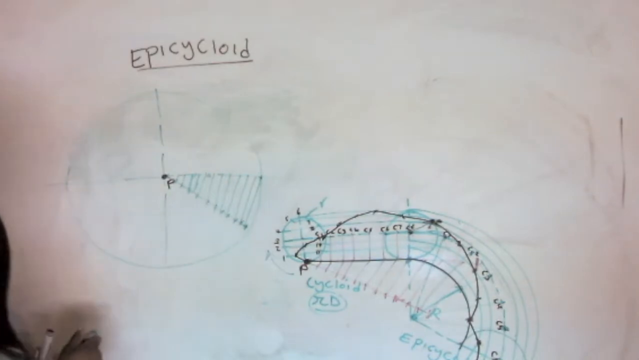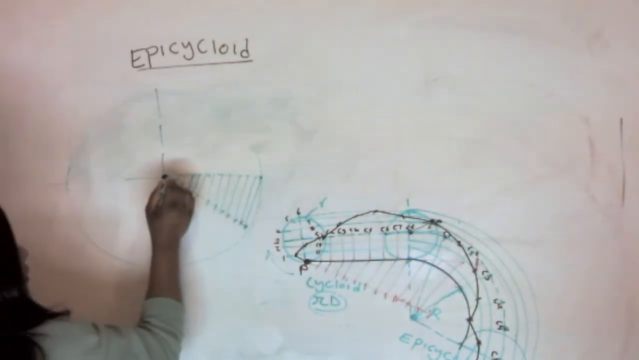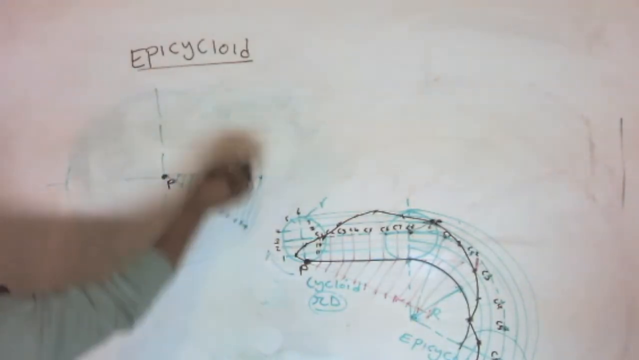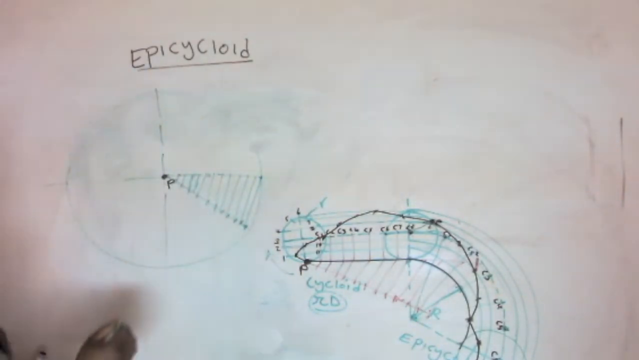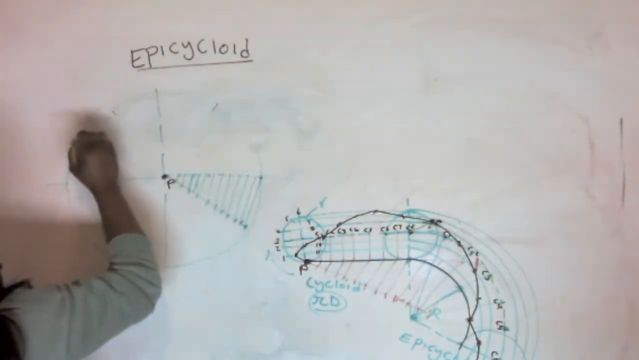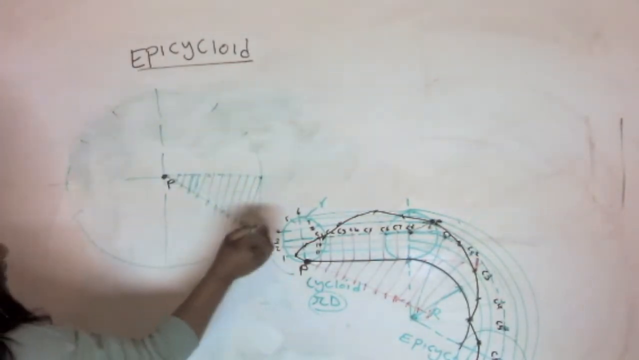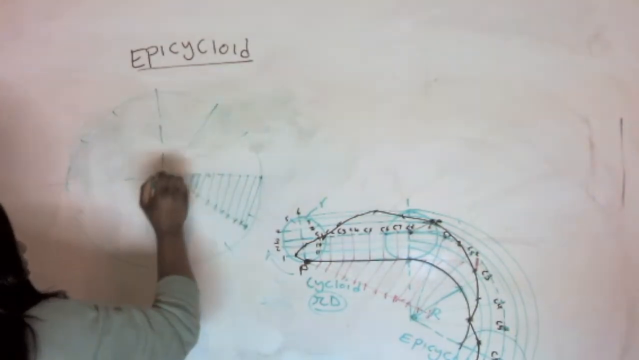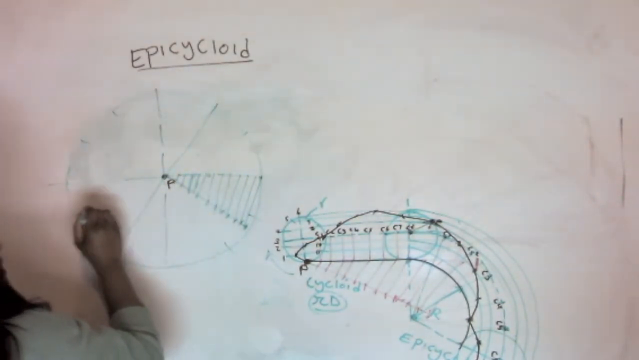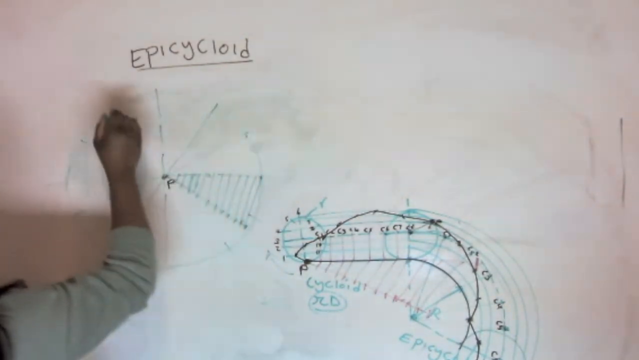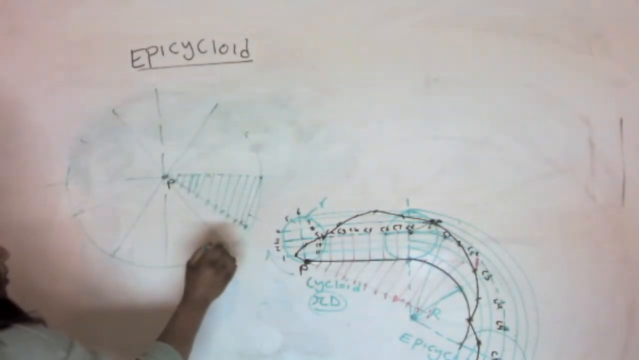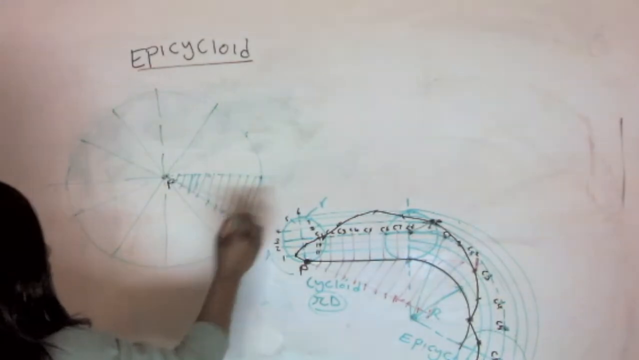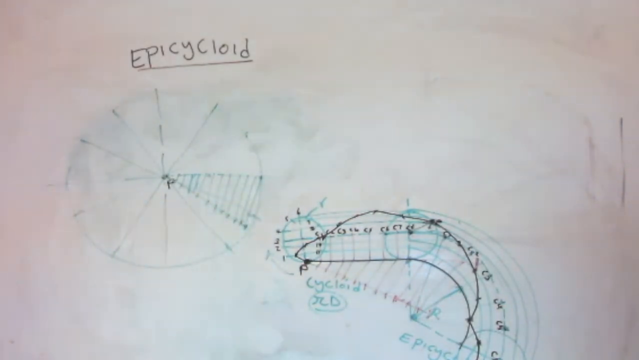Once you divide in 12, this is 1. Come here with a compass. Divide first the bigger circle also in 12 divisions. We divide the bigger one in 12 divisions and then draw lines through the center to the division there, through the center to the division. So all this is construction line.